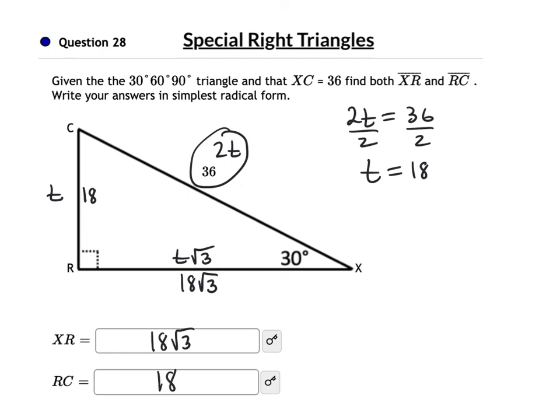You need to spend some time, memorize the 2t, t, and t root 3, where they go on the 30, 60, 90, and the 45, 45, 90, which is t, t, and t root 2. You'll be using these a lot. You got to know them.